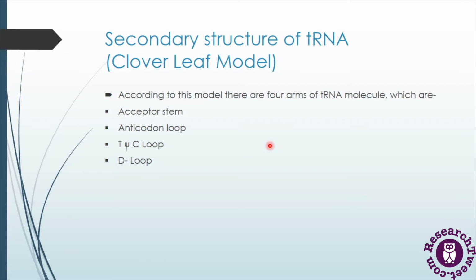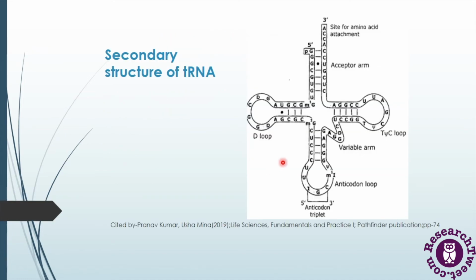So let's understand the secondary structure of tRNA in detail, which is the most important structure of tRNA and is best described by the cloverleaf model proposed by Robert Holley. According to the cloverleaf model, the secondary structure of tRNA consists of an acceptor arm, an anticodon loop, TΨC loop and D loop, and also a small loop which is called the variable loop. This is the structure of tRNA, which resembles a clover leaf. That's why it is named the cloverleaf model.